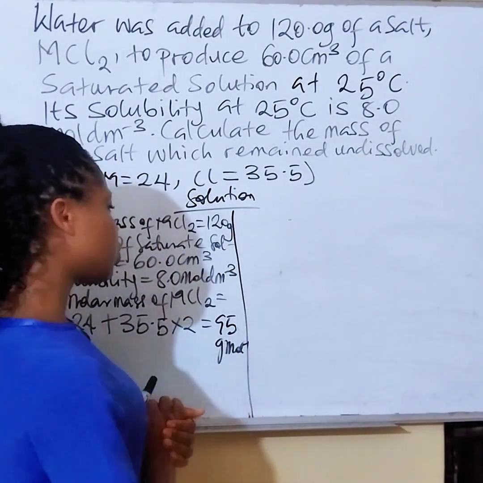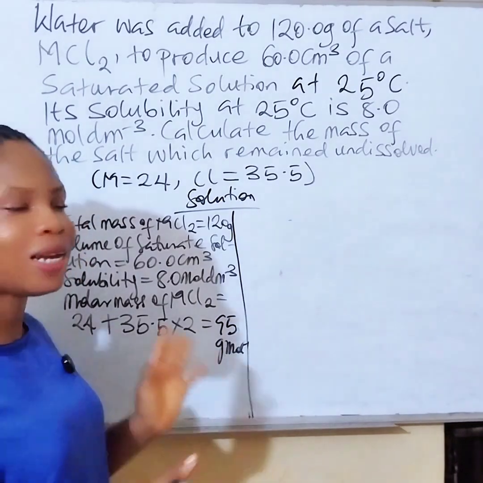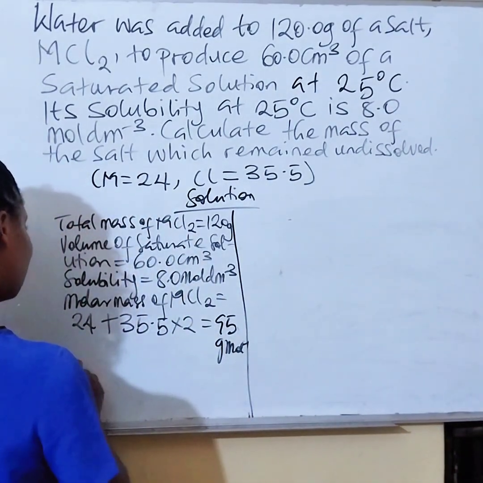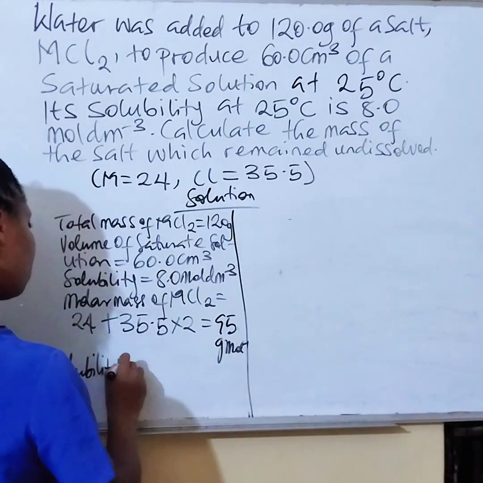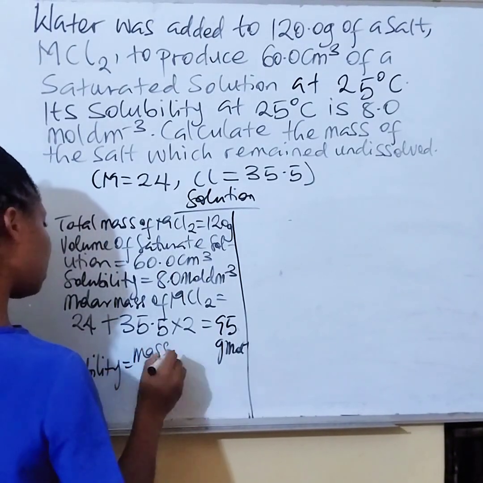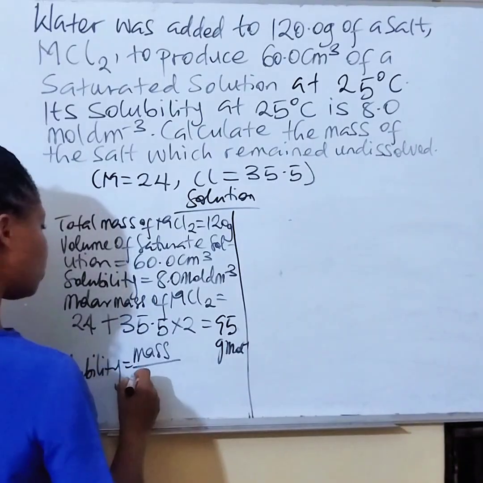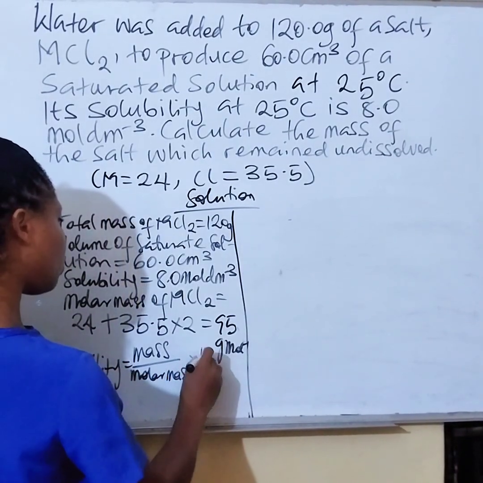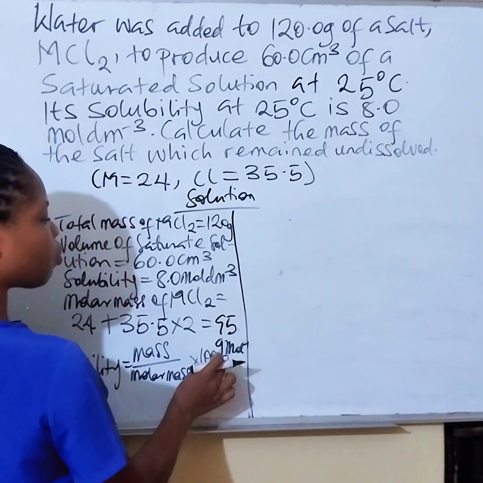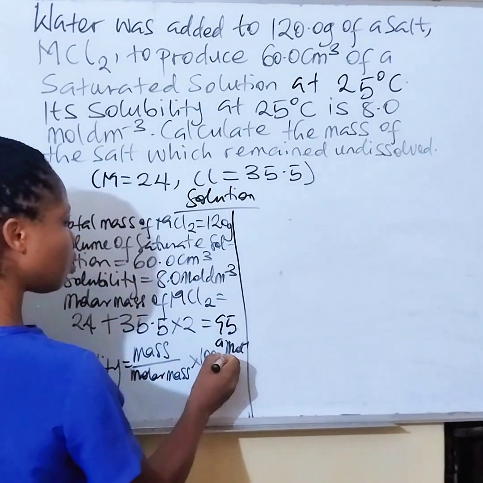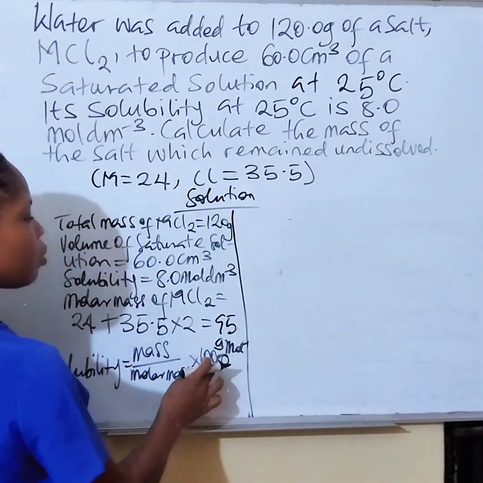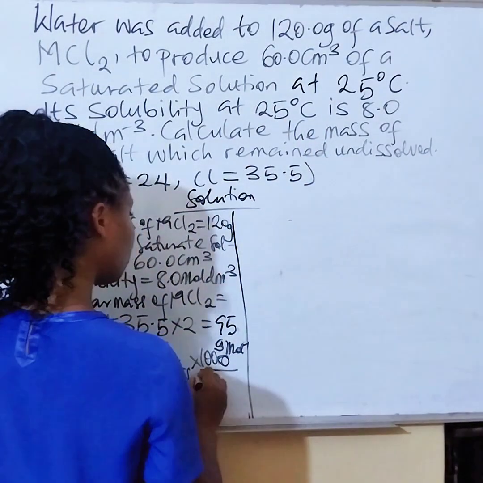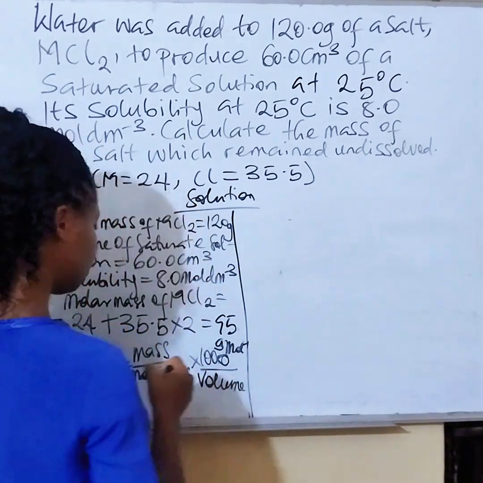If this is the molar mass of the salt, we can proceed to bring in our formula and substitute in the values. So we have solubility in mol per dm cube is equal to mass of MCl2 over molar mass, times 1000 over volume of solution. We're making use of 1000 because the volume given to us is in cm cube.